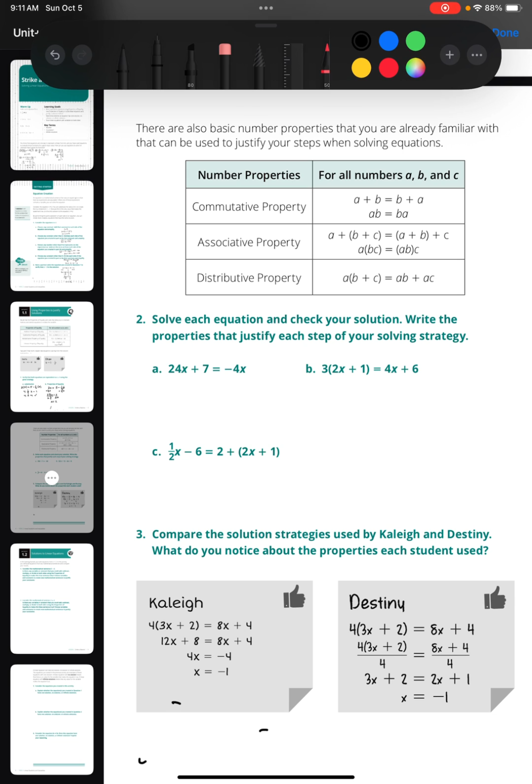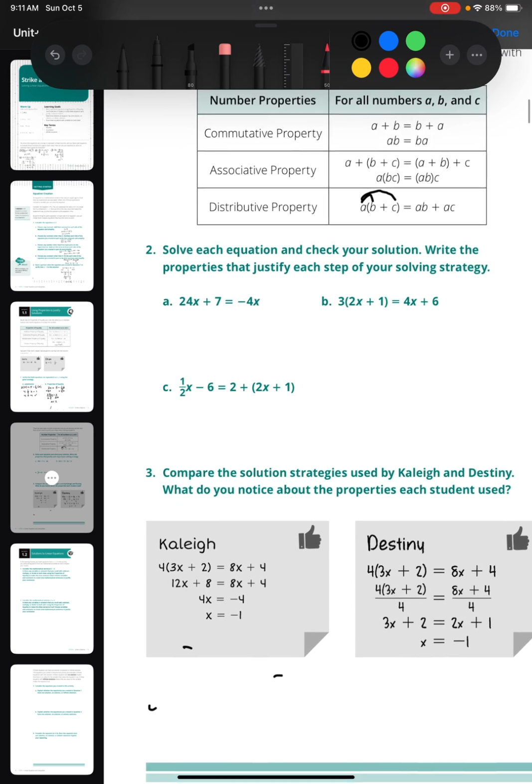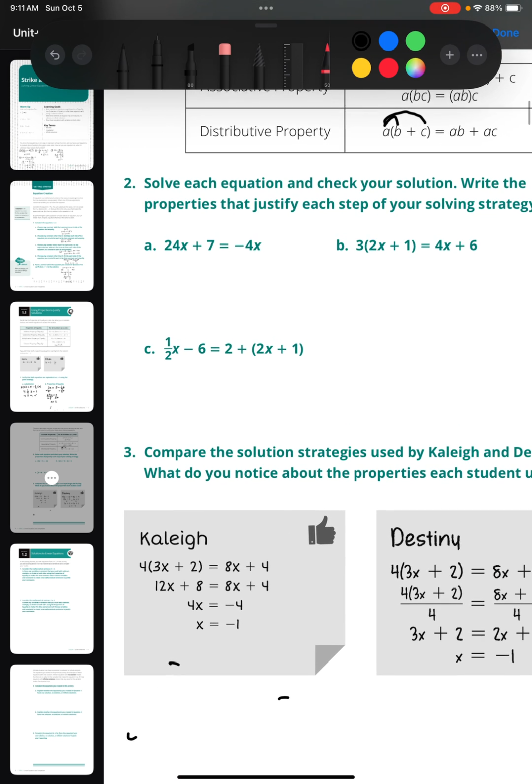In the distributive property, which you've definitely used before, and probably that's actually the term you've heard before, is distributive. We're multiplying into our parentheses. So you get A times B plus A times C. All right, so we're going to solve each one of these equations.